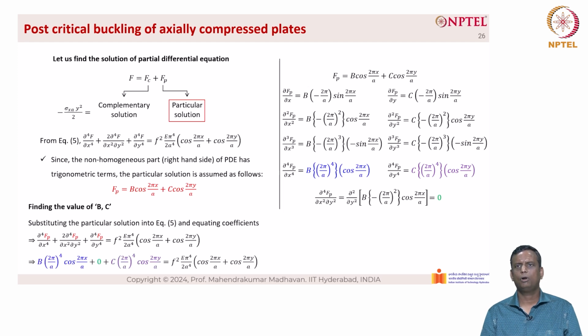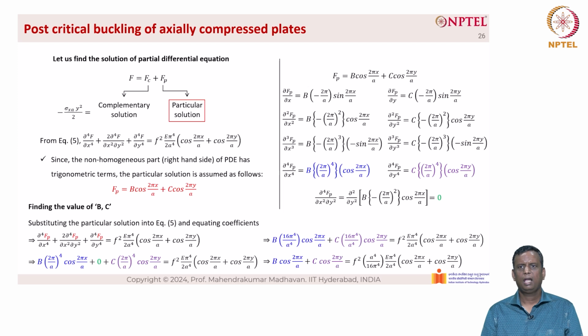Now when we substitute all the values that we have got in the left hand side, we have the equation here, which is b into (2π/a)⁴ into cos(2πx/a) plus 0 plus c into (2π/a)⁴ into cos(2πy/a) is equal to F² into E into π⁴ divided by 2a⁴ into (cos(2πx/a) plus cos(2πy/a)). So we can simplify this further and we get the equation which is b into cos(2πx/a) plus c into cos(2πy/a) is equal to F² into a⁴ divided by 16π⁴ into E into π⁴ divided by 2a⁴ into (cos(2πx/a) plus cos(2πy/a)).